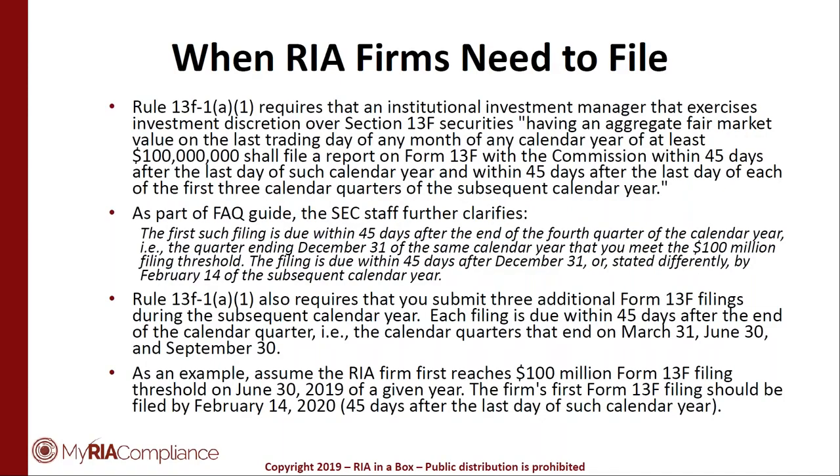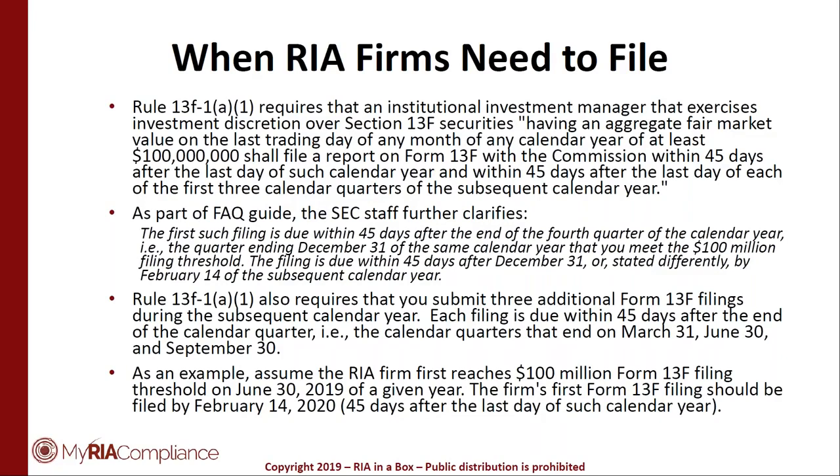So as an example, let's assume an RIA firm first reaches 100 million in eligible securities on June 30th of this year. So that's just what happened a few weeks back. You'd be required to file your firm's first Form 13F filing by February 14th, 2020, which is 45 days after the end of this year. Now, once you submit that annual filing, your first filing, which would come in February of 2020, you're then going to be required to file quarterly filings going forward. So each quarterly filing is going to be due 45 days after the end of the calendar quarter.